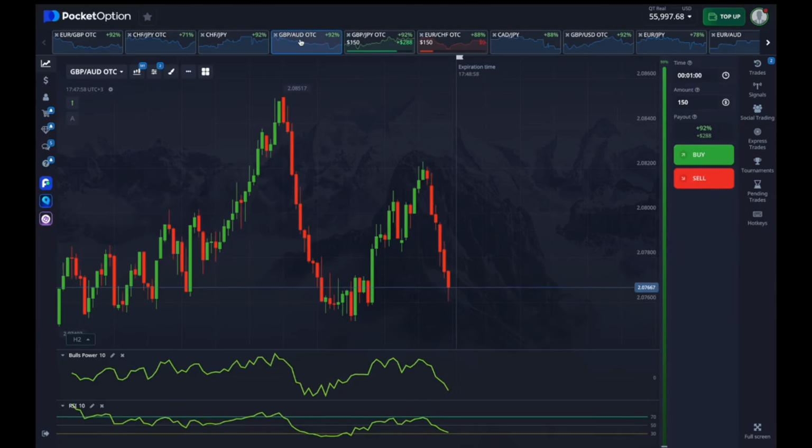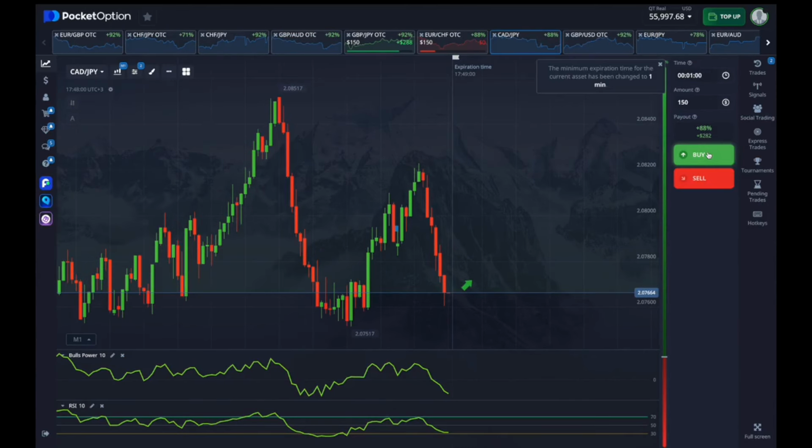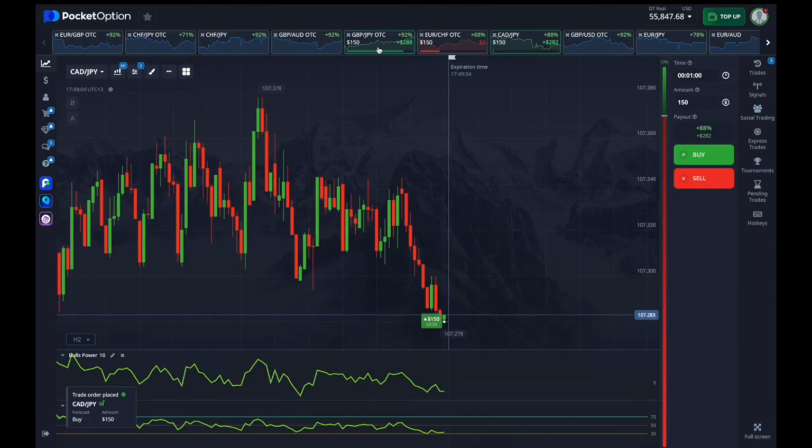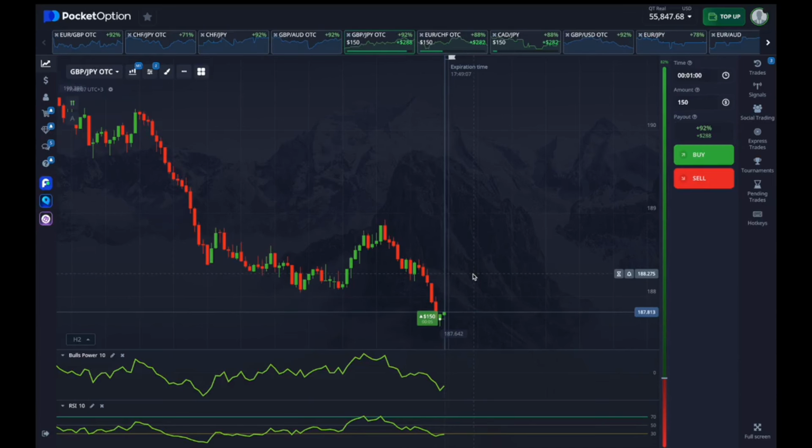So, here's another good situation. I'll take a buy here before it's too late, and I'll explain why later. Let's go back to the first trade. We had a buy here, plus $288. Great job.